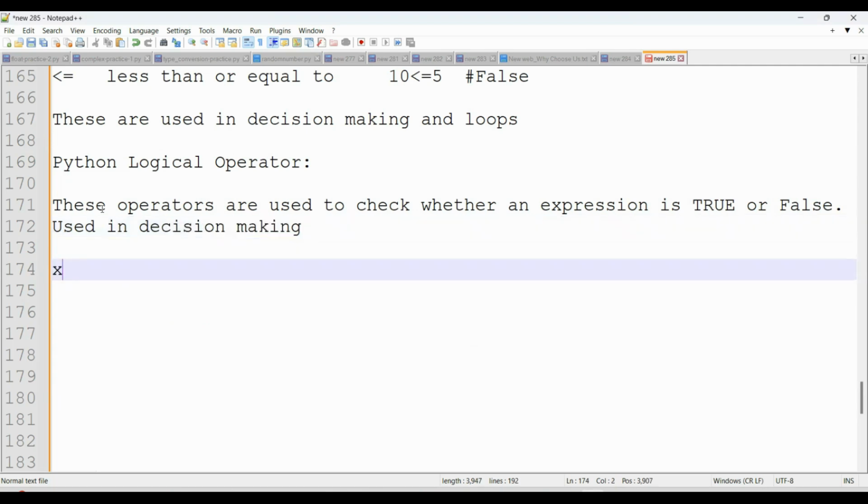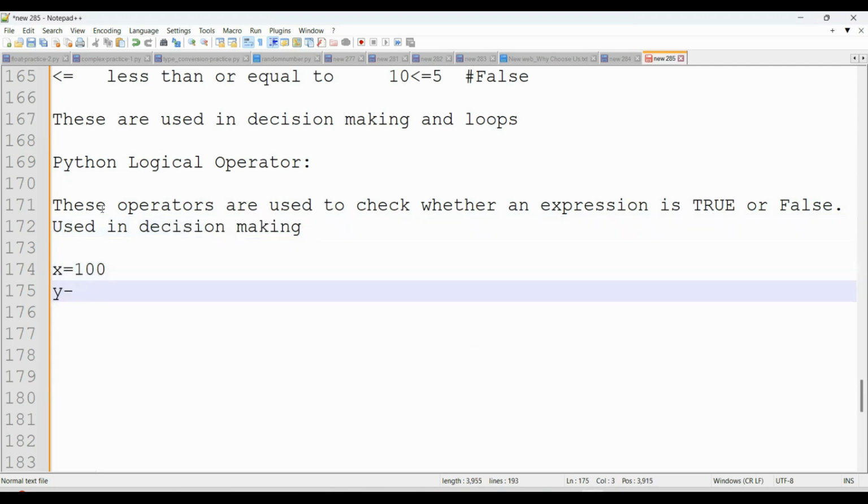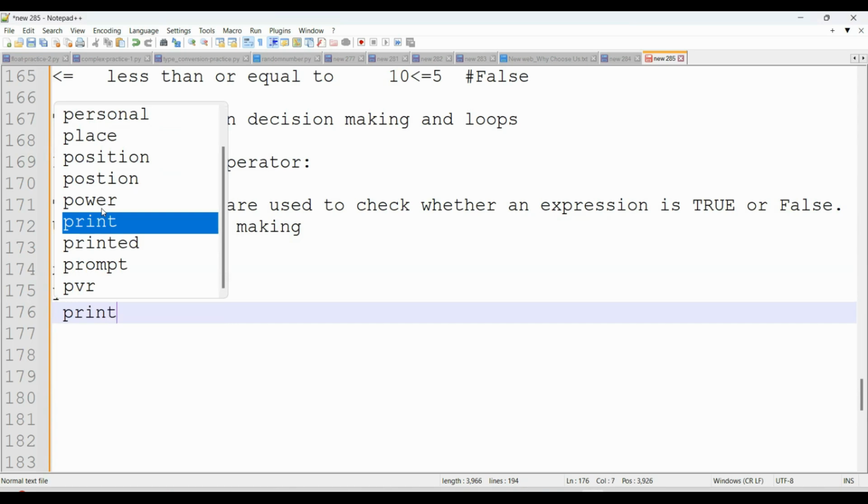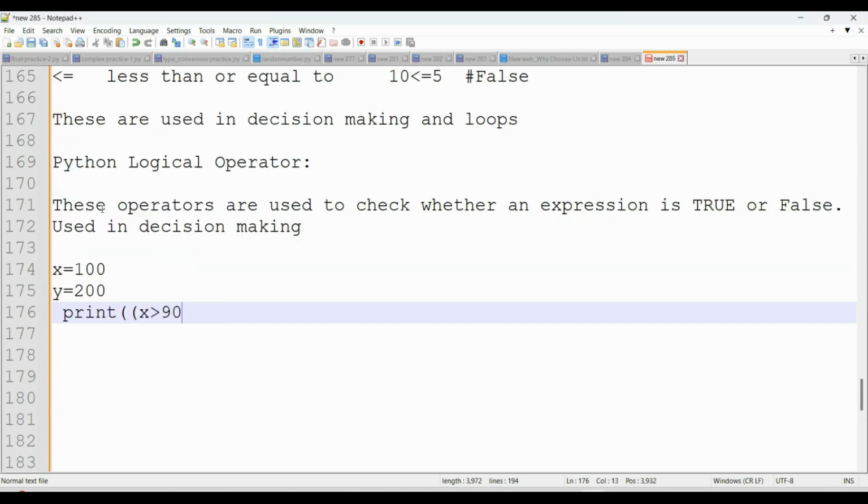For example, x is equal to 100, y is equal to 200. Print x greater than 90 and y greater than or equal to 200. This is an example. What does it result in? See here, x value is 100, 100 greater than 90, true, and y greater than or equal to 200. Here equal to is there. This is also true. True and true, true.